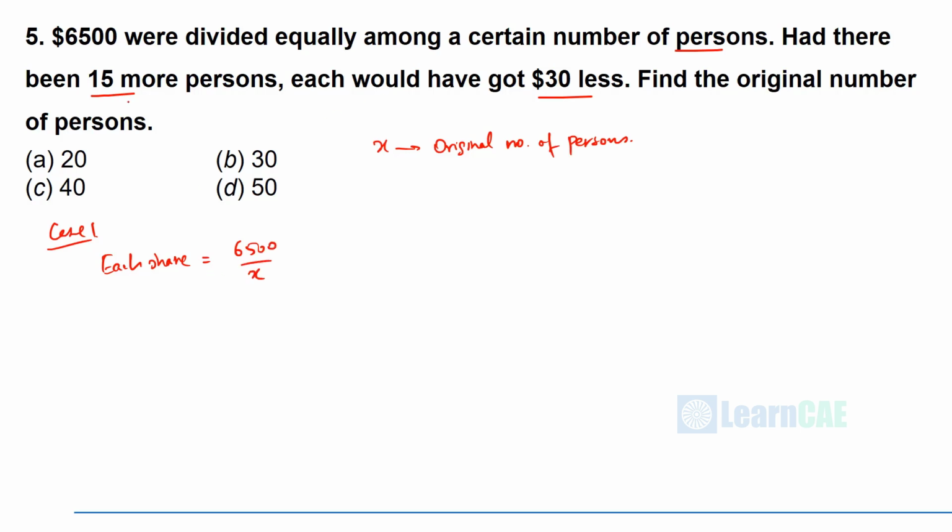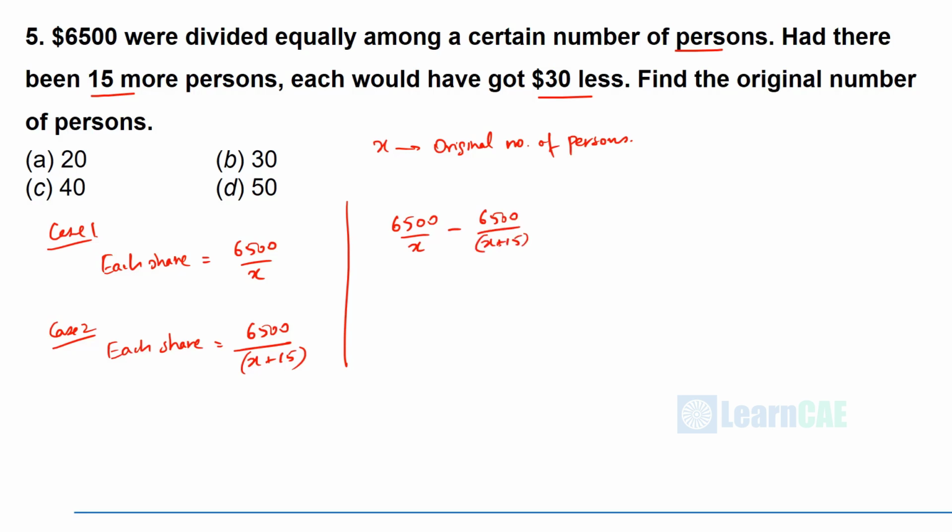In the next case, had there been 15 more persons, each would have got $30 less. In case 2, each share will be 6,500 divided by x plus 15. So they are saying the difference will be $30 because each would have got $30 less. So this is lower by $30. Therefore, we shall write the equation 6,500 by x minus 6,500 by x plus 15 is equal to 30. Okay. Now let us solve this equation.